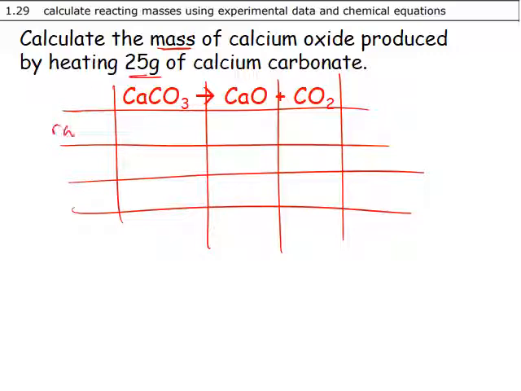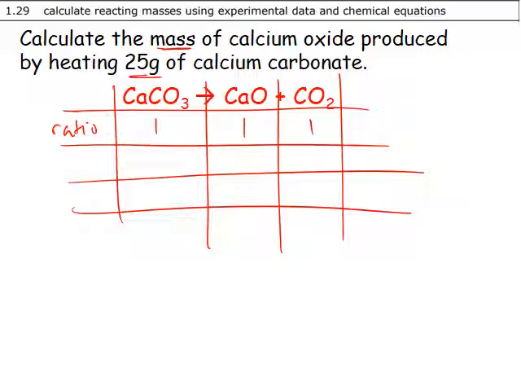So the first thing I'll include at the top here is ratio. This just tells you the ratio of molecules which react with other molecules or produce other molecules. So one calcium carbonate molecule reacts to form one calcium oxide molecule and one carbon dioxide molecule. Those are the ratios we're dealing with.